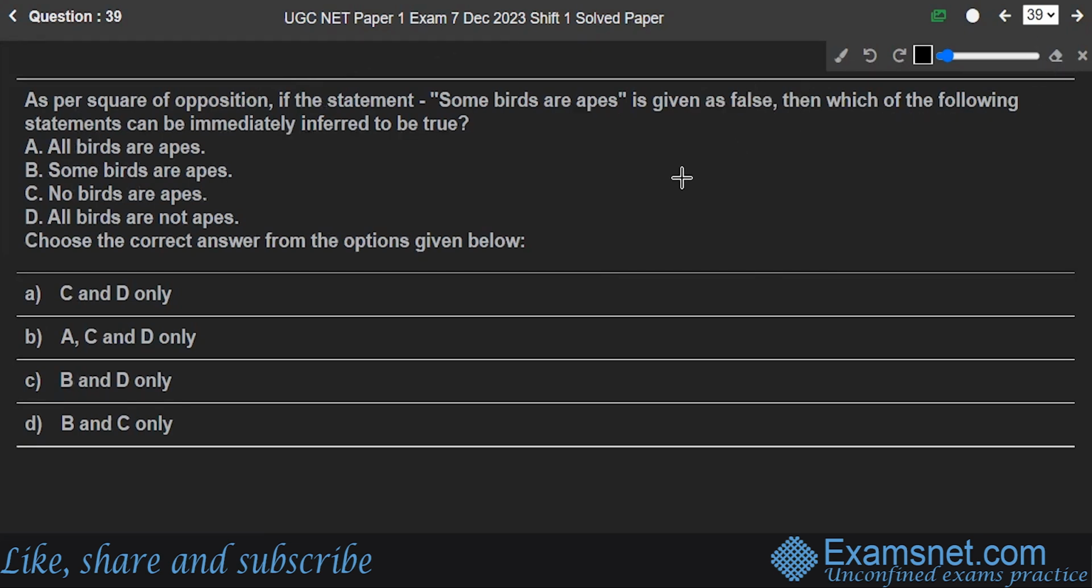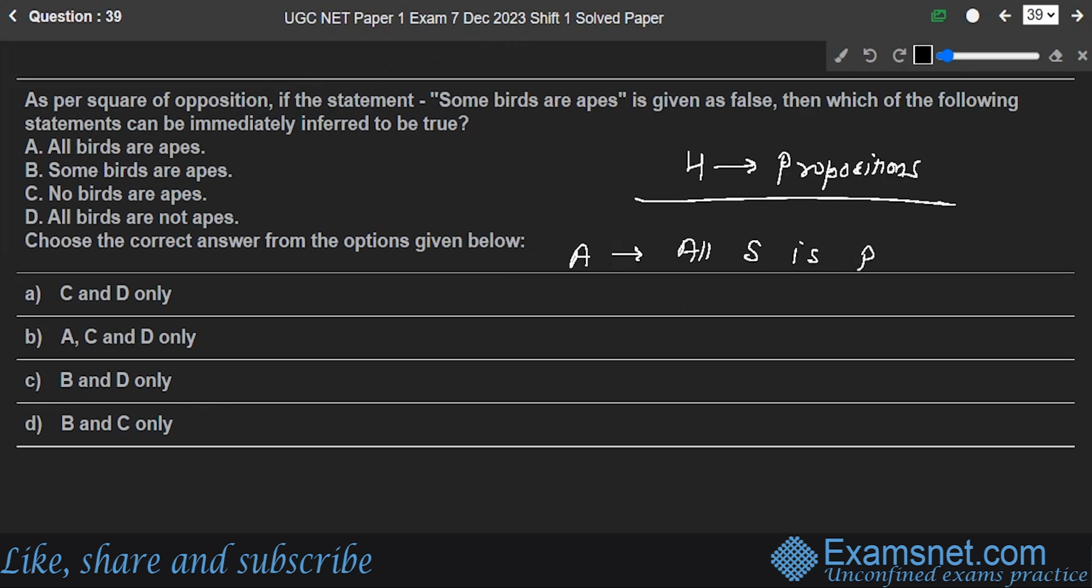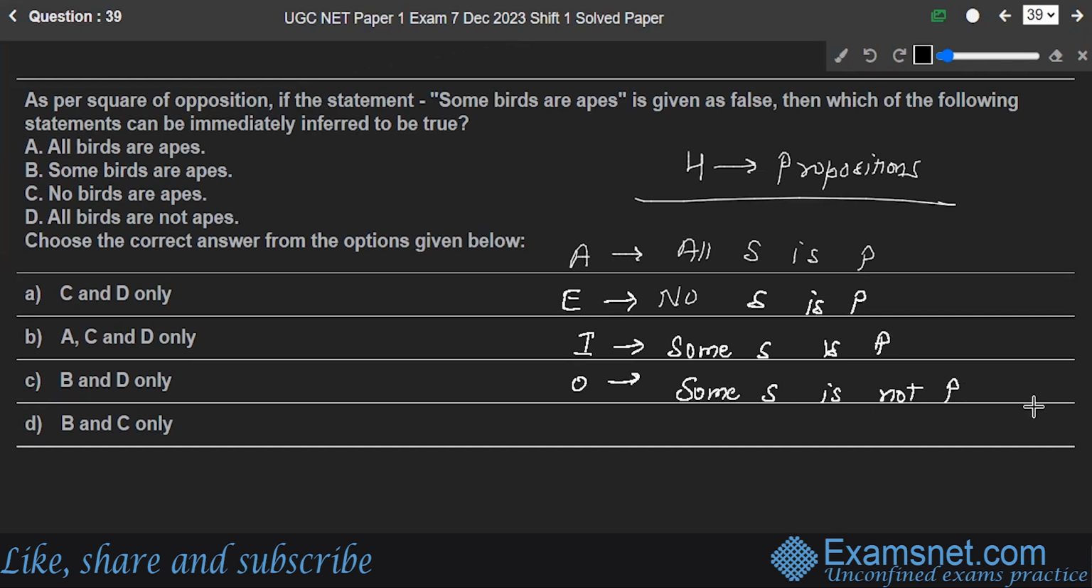According to the square of opposition, this is a diagram that shows the relationship between four types of propositions. The A is all S is B. The second, no S is B, is given by E. Then you have I and O: some S is B, some S is not B. Propositions A and E are the contradictories, which means they cannot both be true, but they can both be false. Propositions I and O are subcontraries, which means they cannot both be false, but they can both be true.